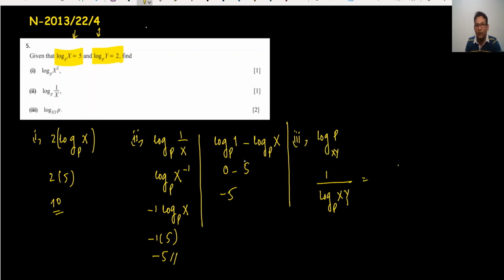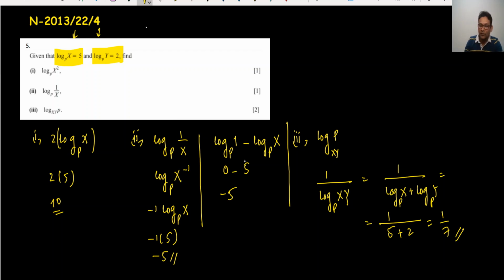So 1 is there, and you have to write log_p x, and multiply means you have to write plus. So 1 upon 1 is there, log_p x is 5, and this is 2, and 1 upon 7 is the answer. We have done it. Very simple. So this way, we have done question number 4, variant 2, paper 2, 2013 November.